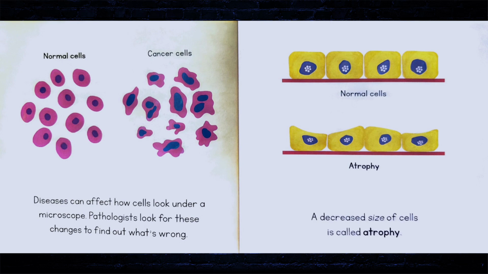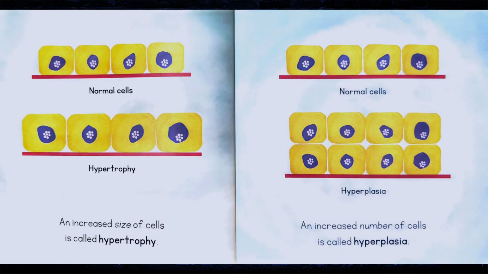Diseases can affect how cells look under a microscope. Pathologists look for these changes to find out what's wrong. A decreased size of cells is called atrophy. An increased size of cells is called hypertrophy.